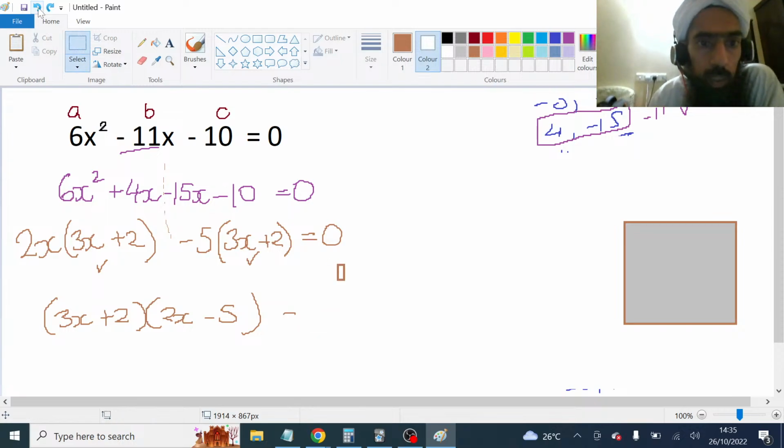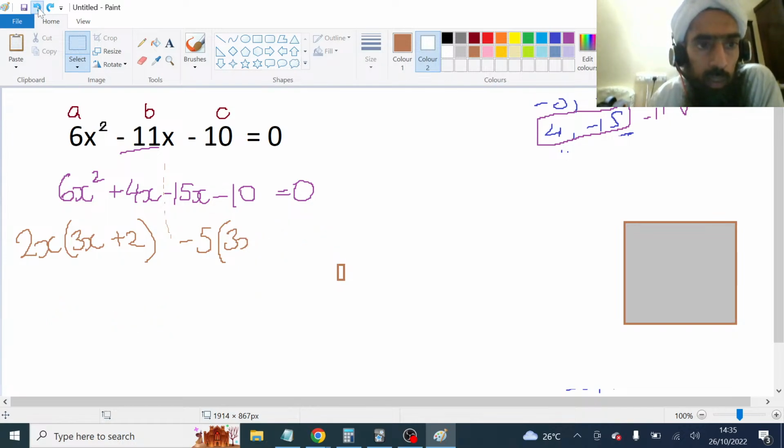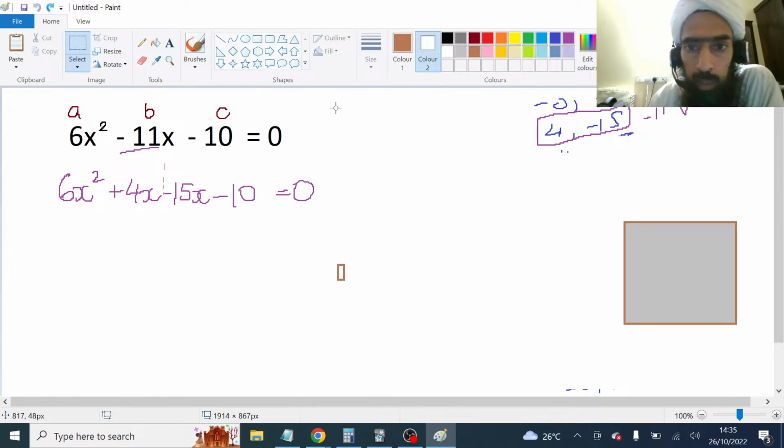Let's just go through those steps again and see if you can follow it, hopefully a bit easier the second time. Okay, so the first thing was to do a times c, 6 times minus 10. That made minus 60. And then for the minus 60, we write a list of all the pairs that times to get minus 60. The one we want to pick is the one that adds to get the middle number, the minus 11.